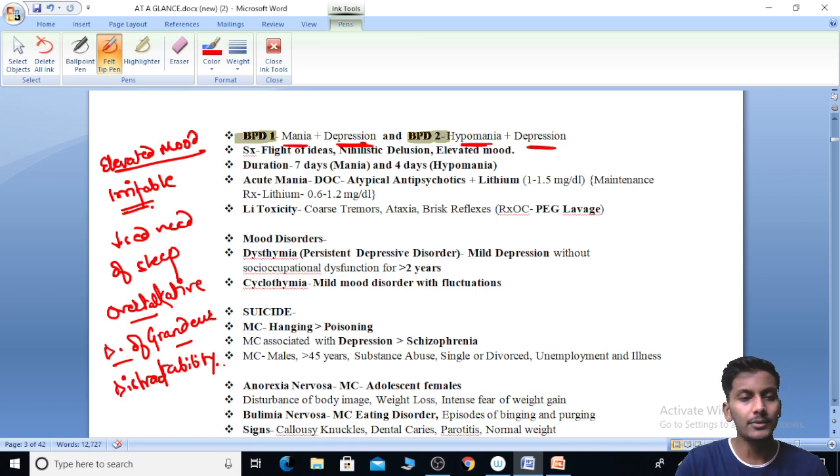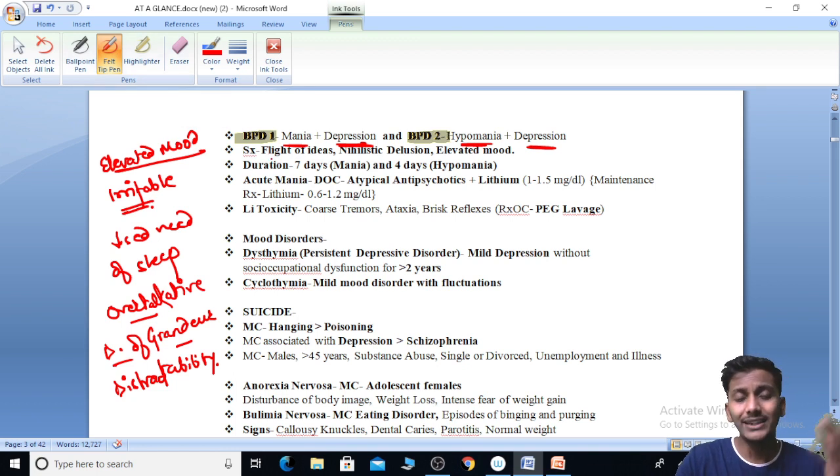Depression ke baare mein to humne dekh hi liya tha. So please remember this now. And what do we mean by hypomania then? Hypomania is nothing but a milder form of mania. Ye yaad rakh lena.